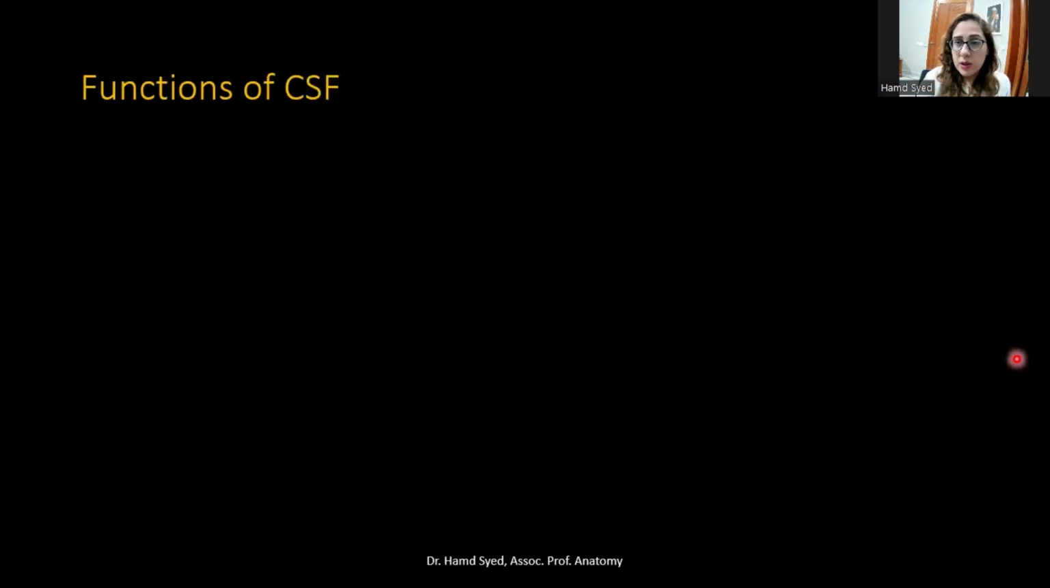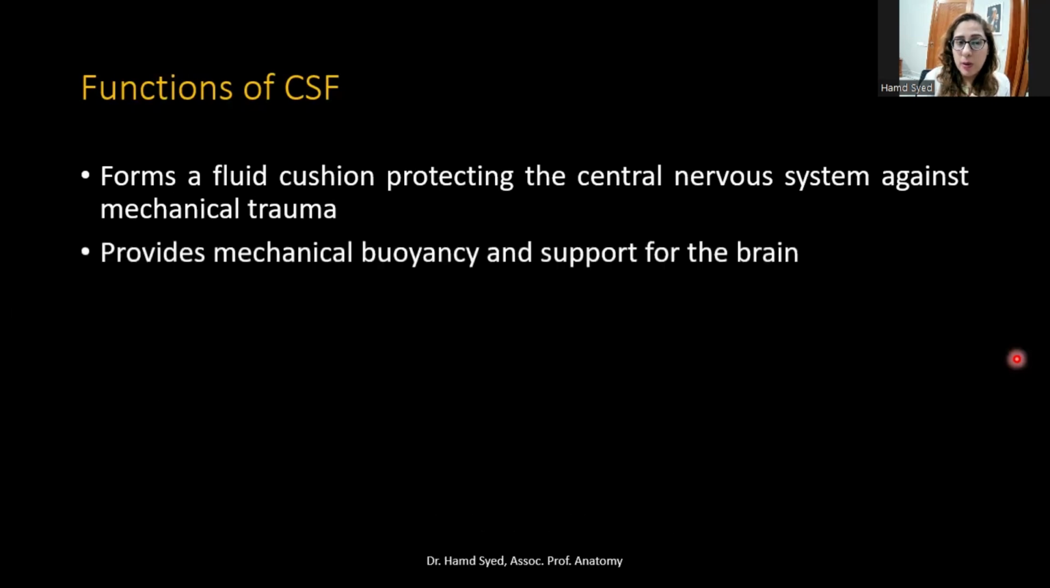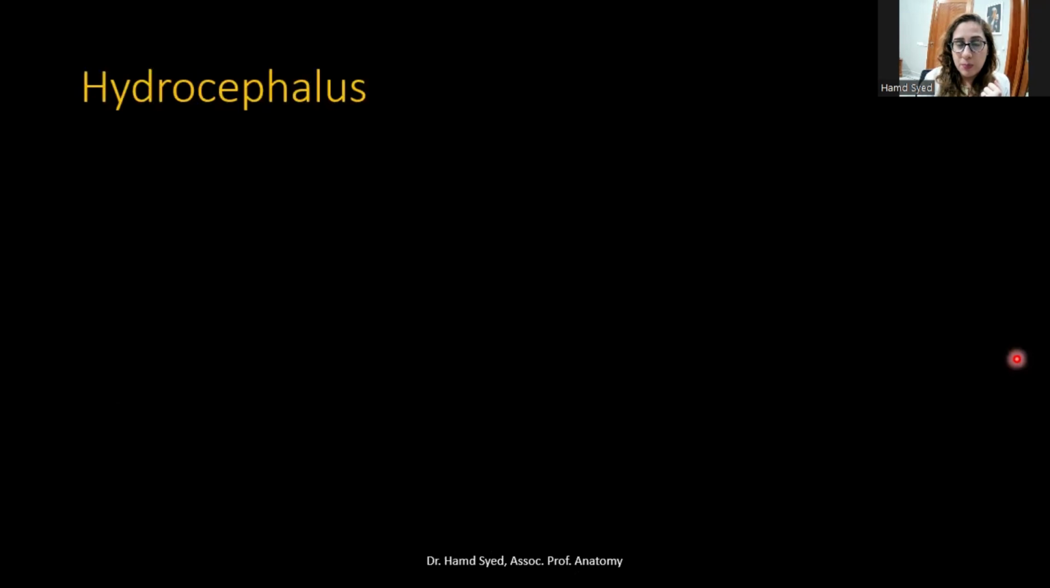What are the functions of cerebrospinal fluid? It is a fluid cushion which protects the central nervous system, namely our brain and spinal cord, against mechanical trauma. And it also provides buoyancy and support for the brain. It provides nourishment of nervous tissue and removal of waste products.